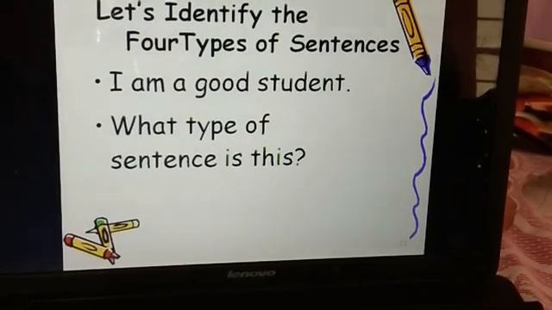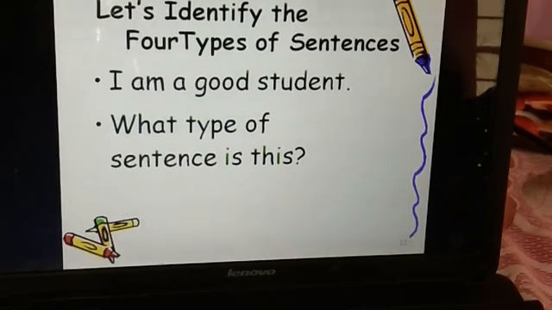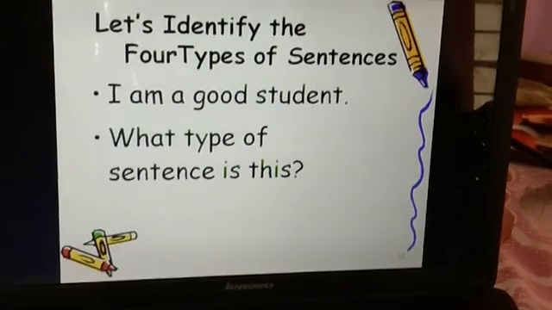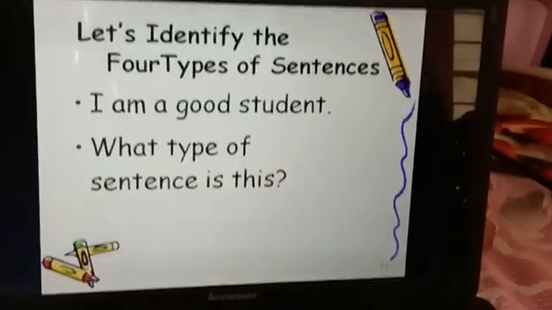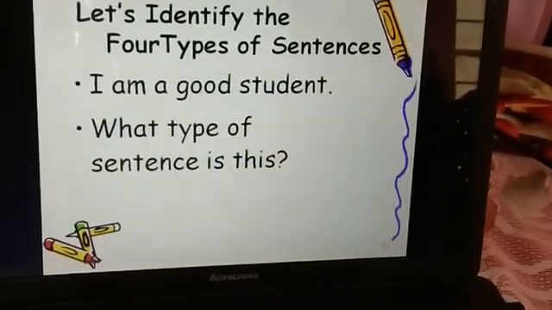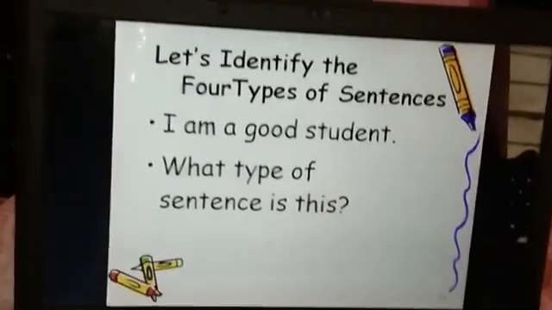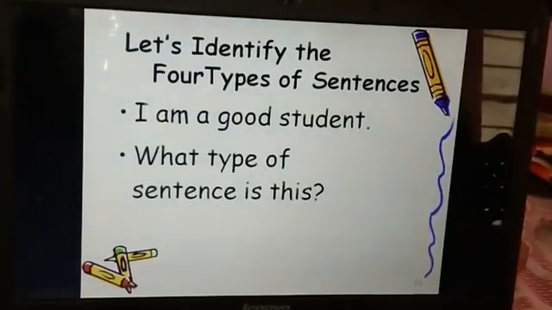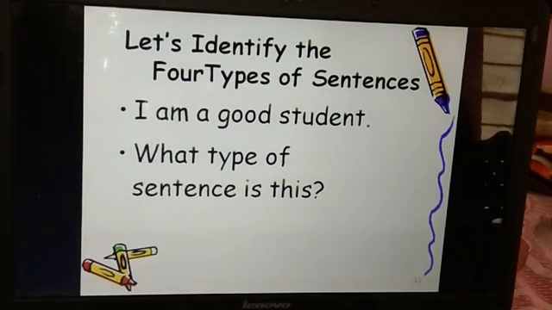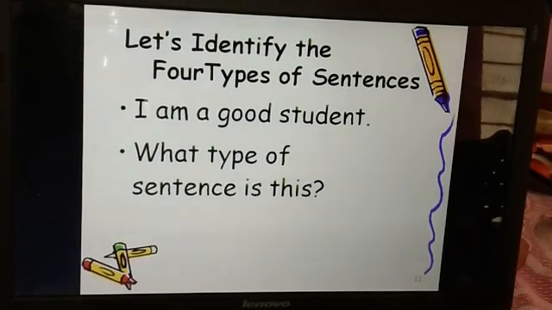Now let us identify the four types of sentences. When I say I am a good student, this particular sentence is ending with a full stop, and it is a declaration by some student. Some student is telling about himself that I am a good student. So it is a declarative sentence.